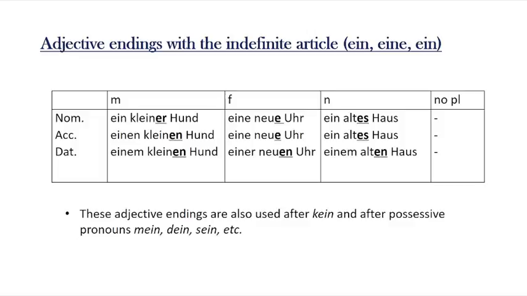Very good. And as it says at the bottom here, these endings also follow kein and the possessive pronouns mein, dein, and sein. And all the others, even if they don't have ein in. So ihr, unser, euer, all of those as well.